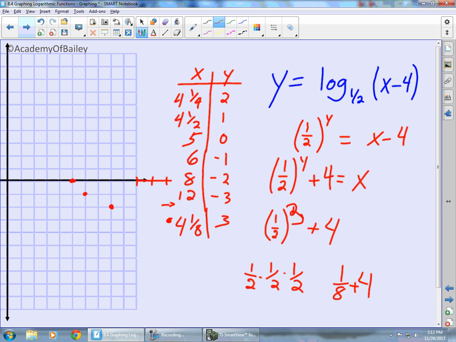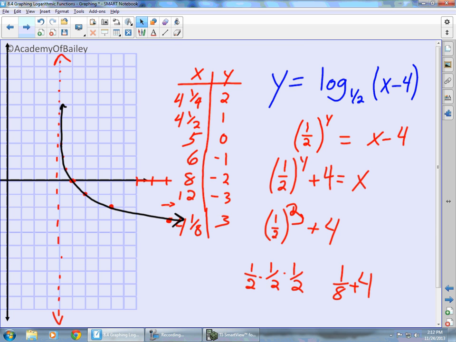We're going to have 4.5, 1. We're going to have 4 and 1/4 be 2, 4 and 1/8 be 3. And if our vertical asymptote x equals 4 looks like that, our graph should look somewhere close to that.